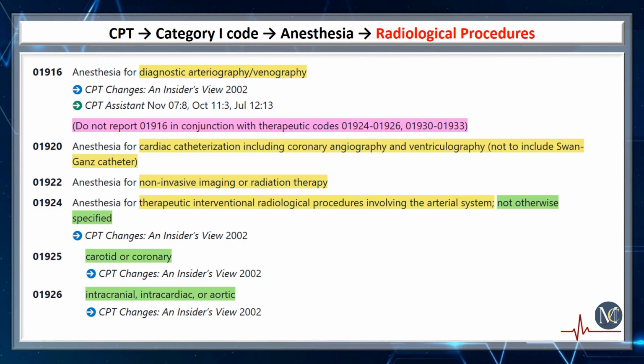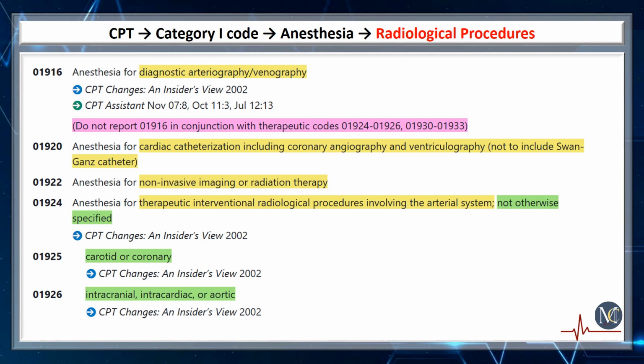Our next topic in CPT anesthesia is radiological procedures. Radiological procedures refer to medical imaging techniques used to visualize the internal structure of the body for a diagnostic or therapeutic purpose. They utilize various imaging modalities to create detailed images of tissues, organs, bones, or other structures.